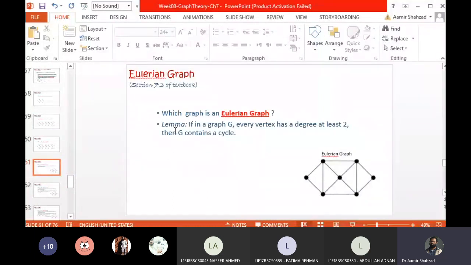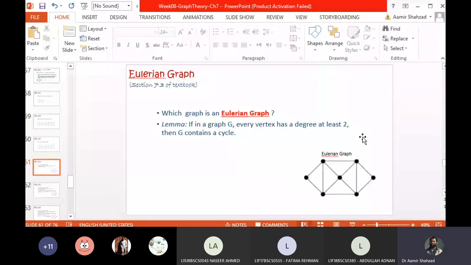So we make a rule. If in a graph G, every vertex has a degree at least 2, then the graph contains a cycle. If at some point a node has degree 1, we can reach that node, but we cannot come back from it, because we do not have to traverse any edge 2 times. So for example, if there is a node on top and one edge is coming from here, then the top node will have degree 1.